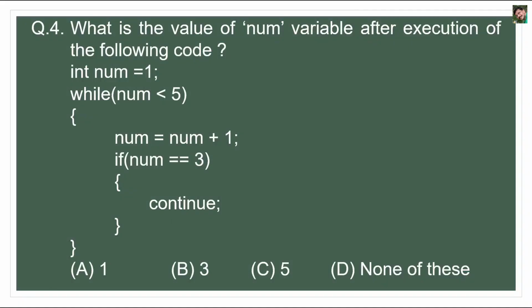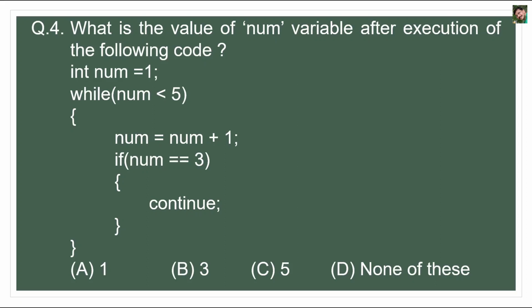What is the value of the num variable after execution of the following code? int num is equal to 1. While num is less than 5, we want to do a few things. num is equal to num plus 1, we are increasing the value of num, and then we are checking if num is equal to 3. When the value of the num variable becomes 3, we say continue. So let us see what happens here and what is the value of the num variable once the program segment is executed. This is again a tricky program.